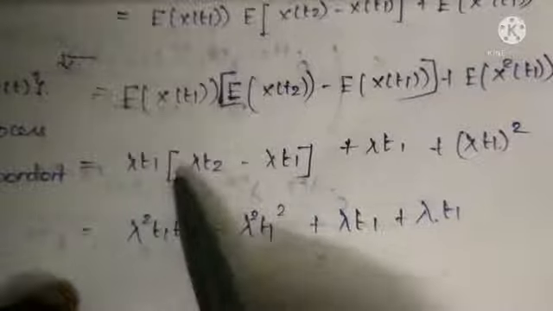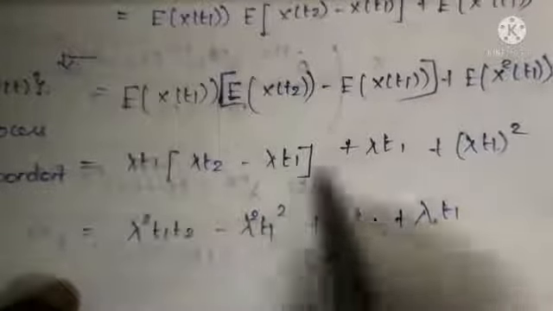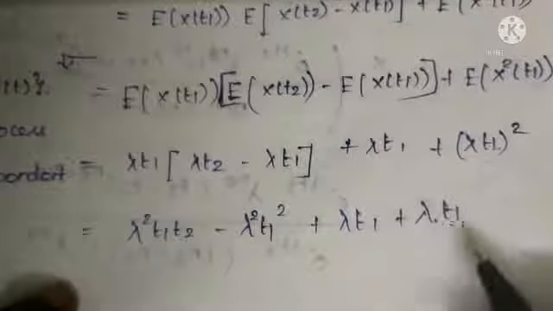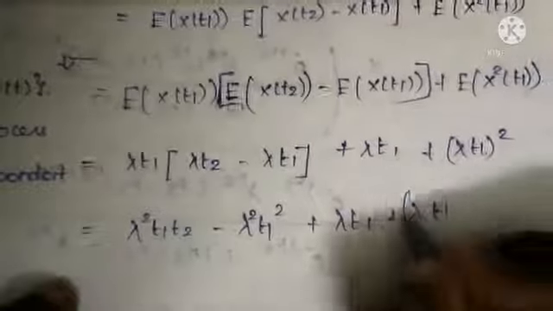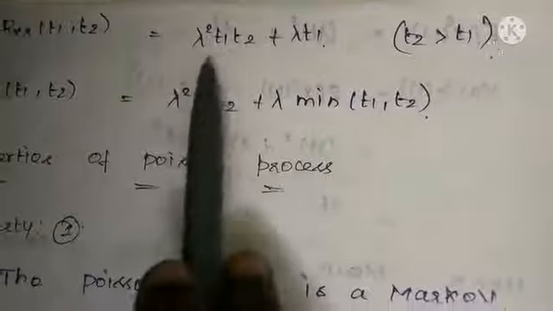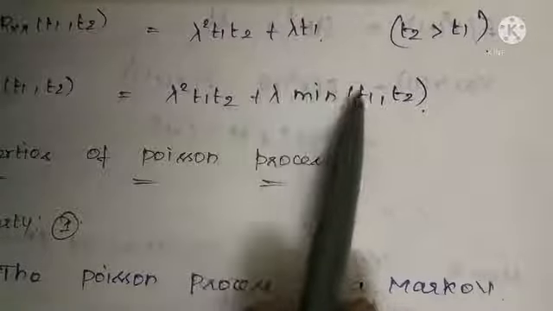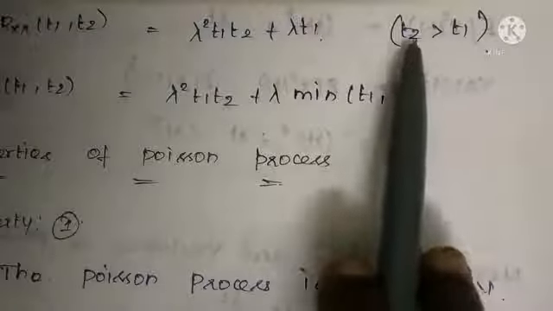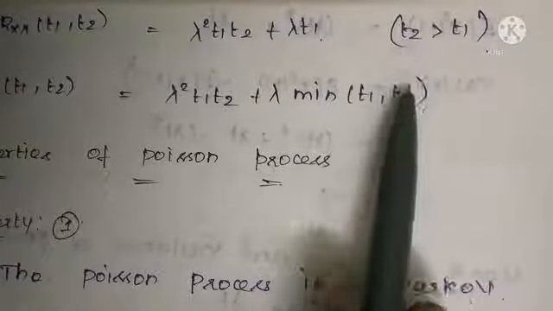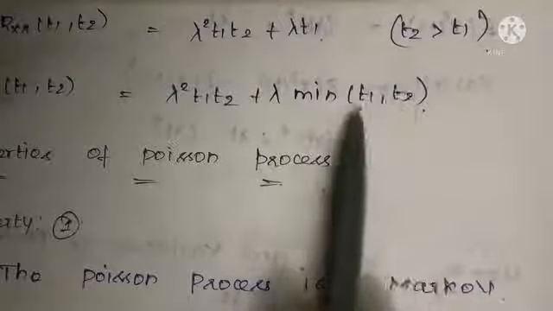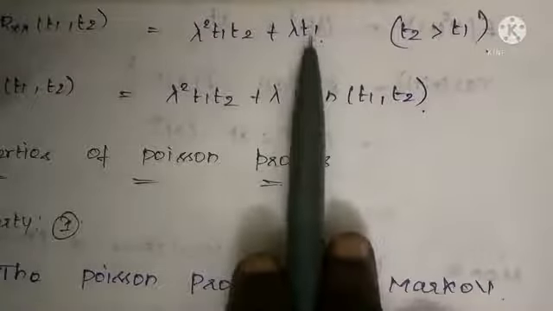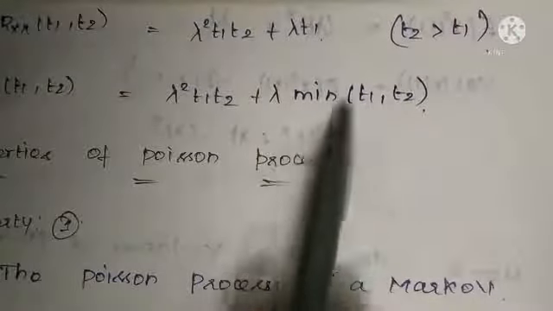Now let us multiply: lambda square t1 t2, lambda square t1 square, lambda t1, right? Lambda t1 the whole square here. So when you see, the lambda t1 the whole square term gets cancelled, so this is the answer. Let us write it as lambda square t1 t2 plus lambda into the minimum. What is the minimum of t1 comma t2? If I assume t2 is greater than t1, what is the minimum? T1 is the minimum. So this T1 can be written as minimum of T1 comma T2.